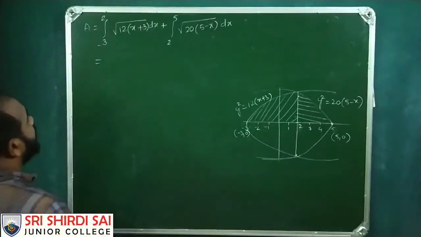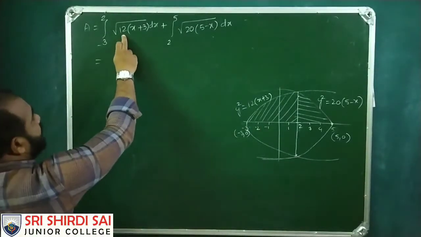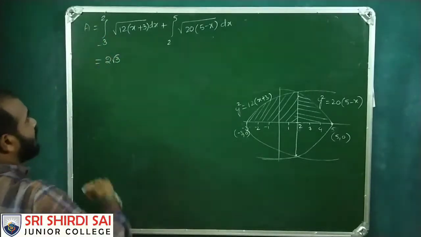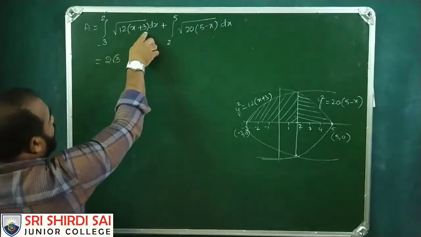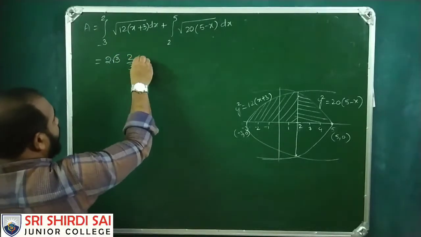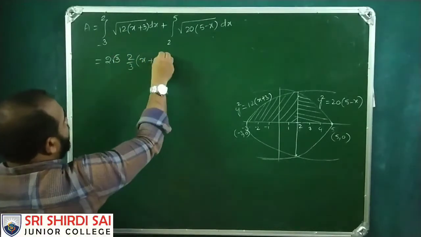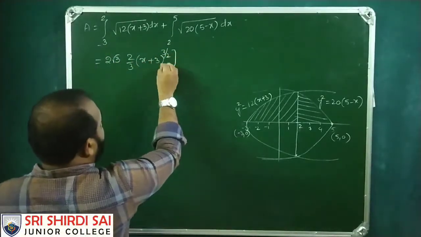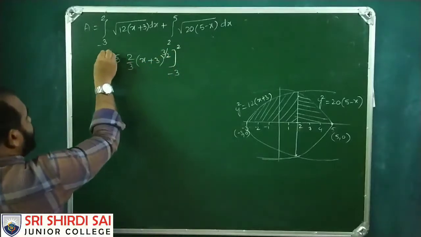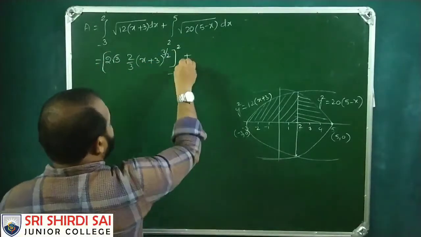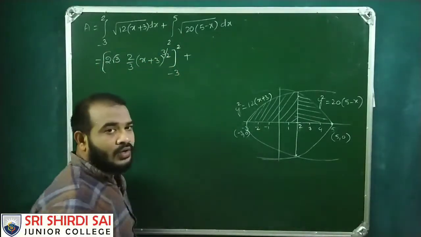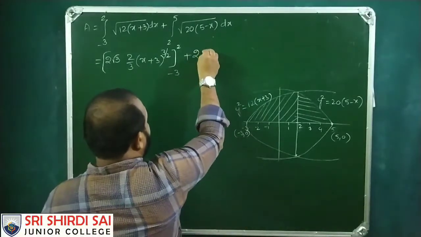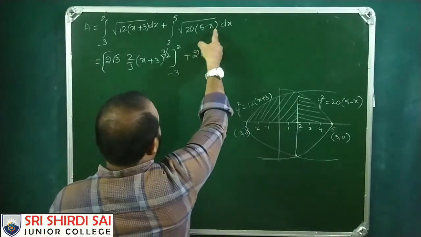It is equal to root 12, 4 3s are 12, so 2 root 3, separated from the process of integration. Integral of root x is 2 by 3 x power 3 by 2. So the process of integration is over here, from minus 3 to 2, plus root 20, 4 5s are 20, so 2 root 5 into root of 5 minus x.